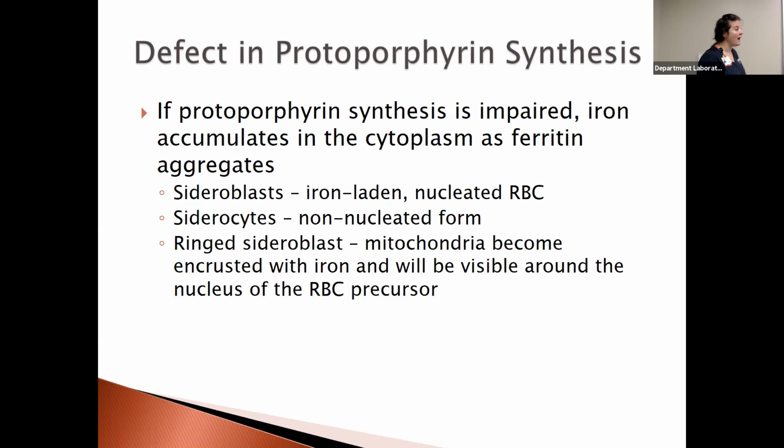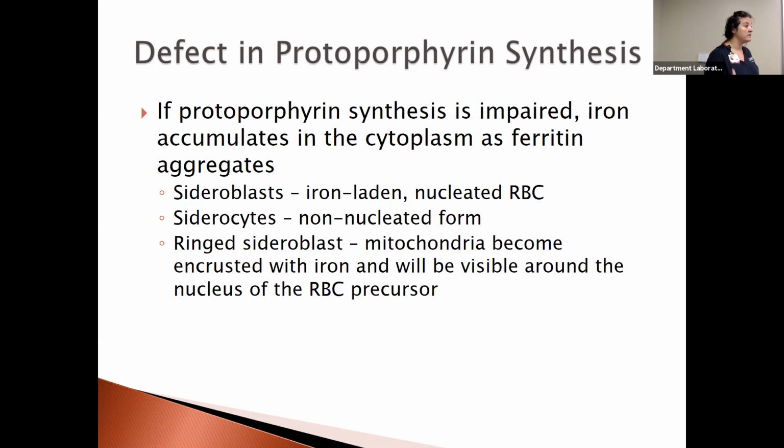So if you have a deficiency in one of these enzymes that prevents the protoporphyrin ring 9 from forming, then what's going to happen is you're going to have all of that iron that's in the cytoplasm of the cell. It can't go anywhere. All right, so normally it's incorporated into that heme molecule, but if heme is not being formed, then you're going to have aggregates of iron within the cell.